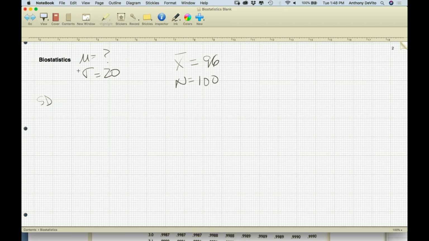I'm going to make believe that I know the population standard deviation, that I know what sigma is. Even if you don't want to accept that, let's make believe that we know what sigma is. The reason is that I want to be able to use the formula that we just used. Okay, so the mean that we found was 96, X bar, right?